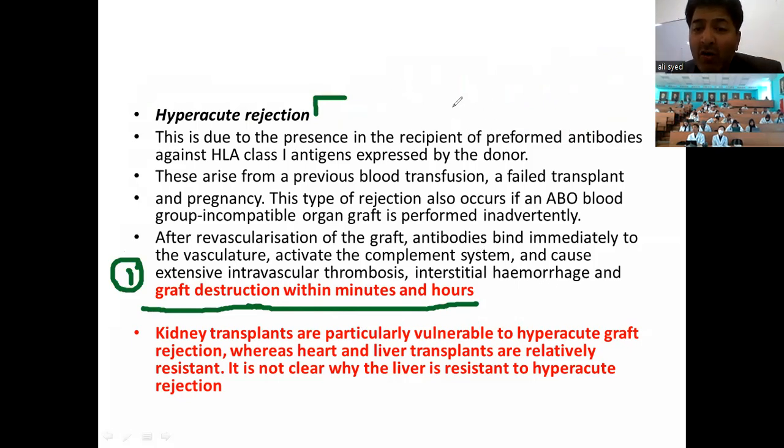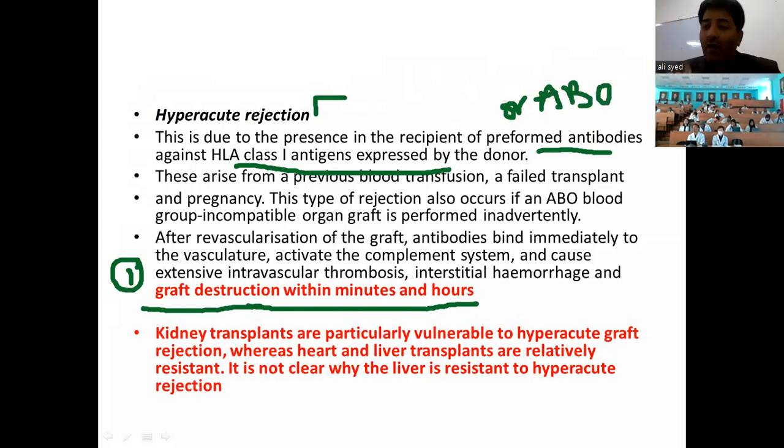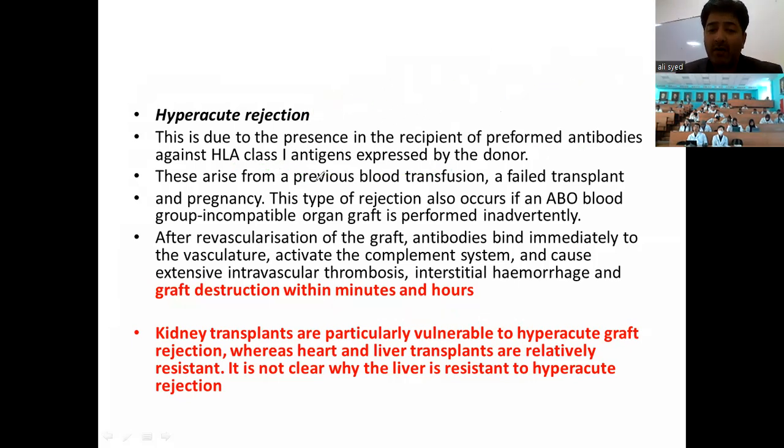And what is the cause? The cause of hyperacute rejection is preformed antibodies against your HLA antigens, or it can be your ABO antigens also. Okay. So antibodies are already preformed. Very simple example. For example, you didn't perform proper HLA matching. You didn't perform proper cross matching in ABO antigens. So what can happen? It will immediately give you reaction. There are already preformed antibodies present, and now it will cause what? It will cause hyperacute rejection.